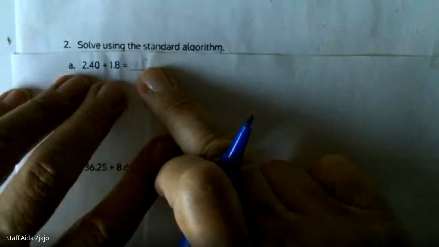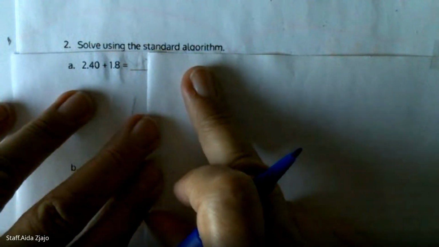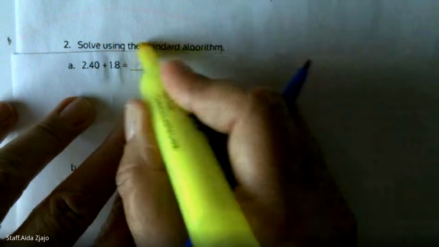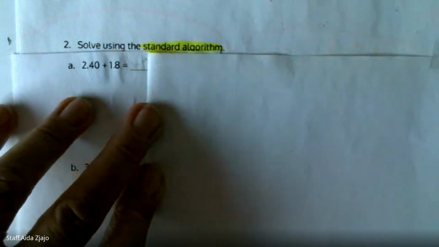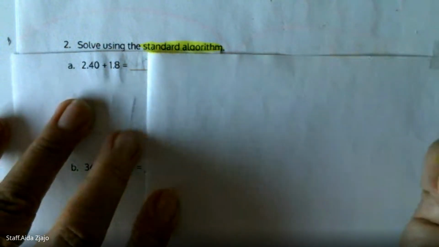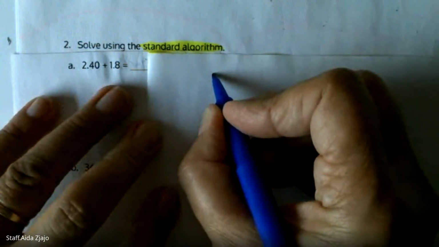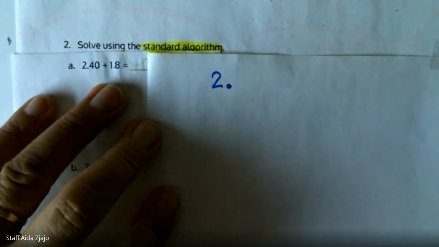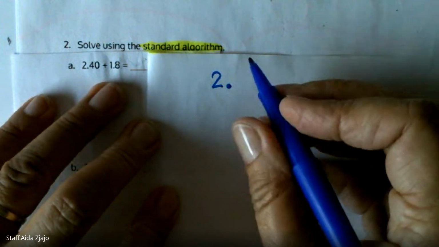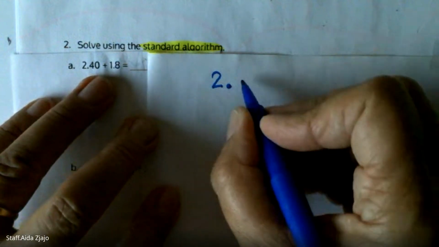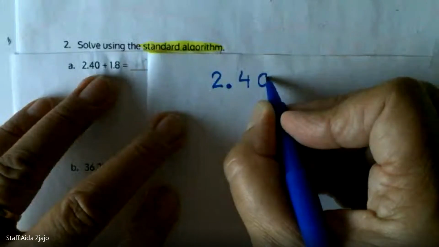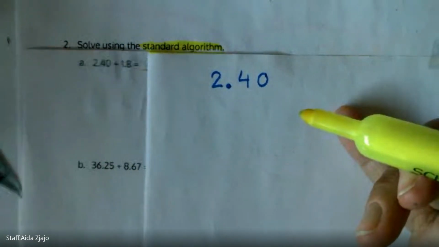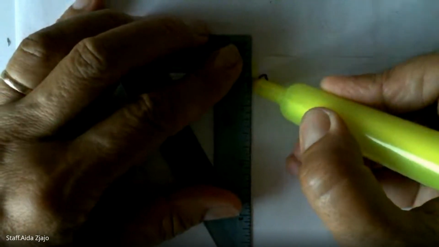And then number 2 says solve using the standard algorithm. What that means, standard algorithm, is when you add like you normally add the place values. So it's really important that you know the decimal needs to be aligned when you add numbers. So if this is $2.40, I like to use the lines for the place values. So those are hundreds and tens and ones.